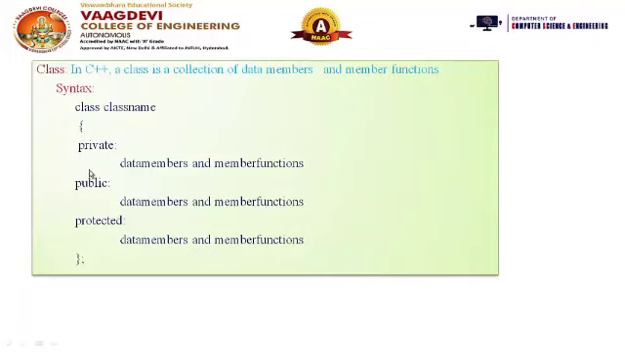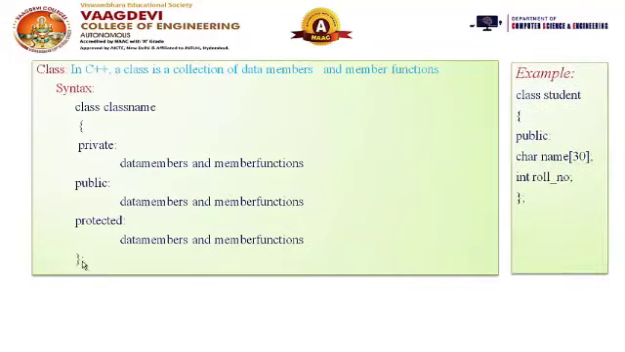Public, private, protected are the access specifiers. They are used to specify the scope of the data members and member functions. The closing curly brace, terminated by a semicolon, indicates the end of the class. And I will show you an example of class. So this is the example of class student.